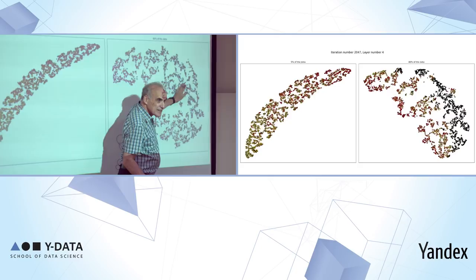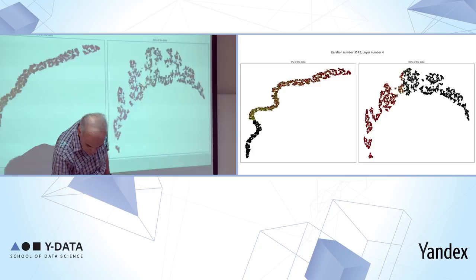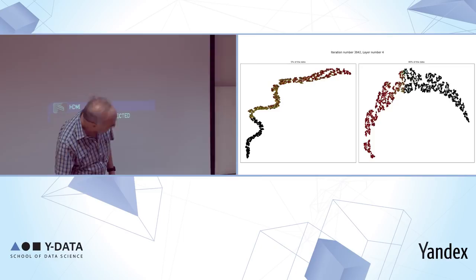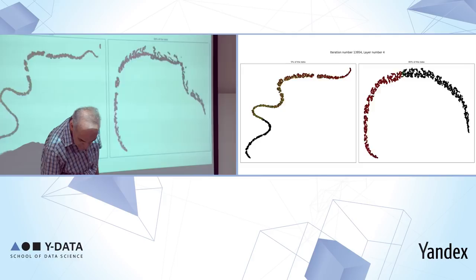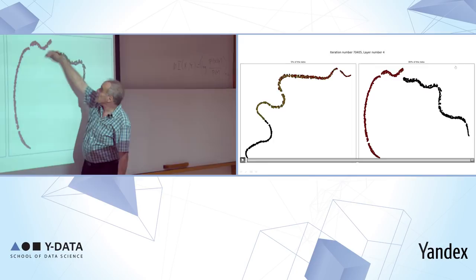But then if I keep on training, eventually it goes through this very nice transition. All the blacks are here, all the reds are here. And eventually it looks like this, and at the end, look what happened. There's this low dimensional manifold. In this case, it's one dimension. All the blacks are here. All the reds are here. They're very clearly, nicely separable.